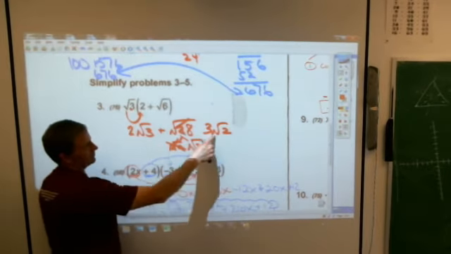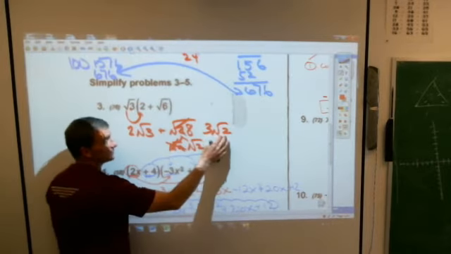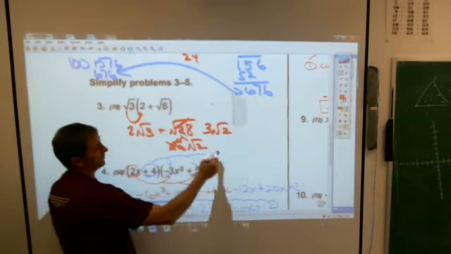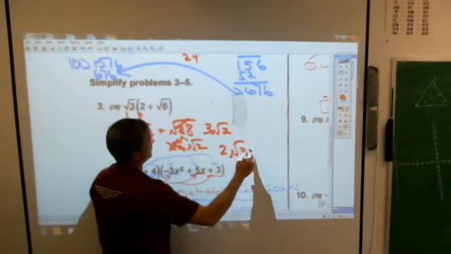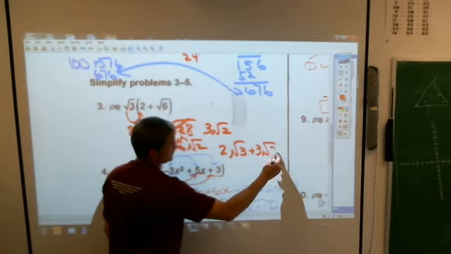And they are not like terms. You can't put those together. That's a square root of 3, that's a square root of 2. So that's what you're left with: 2 square roots of 3 plus 3 square roots of 2.